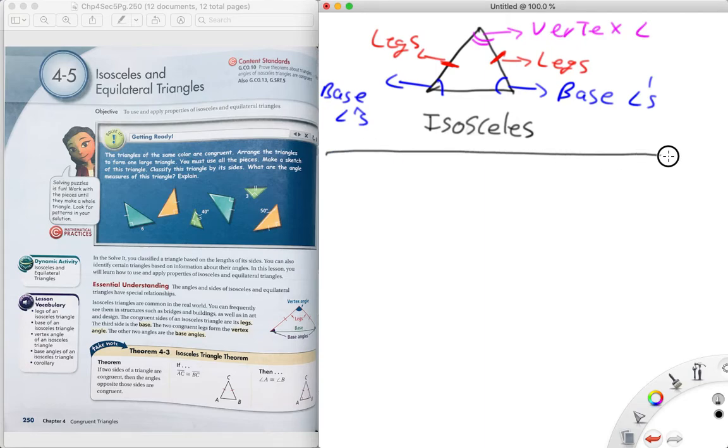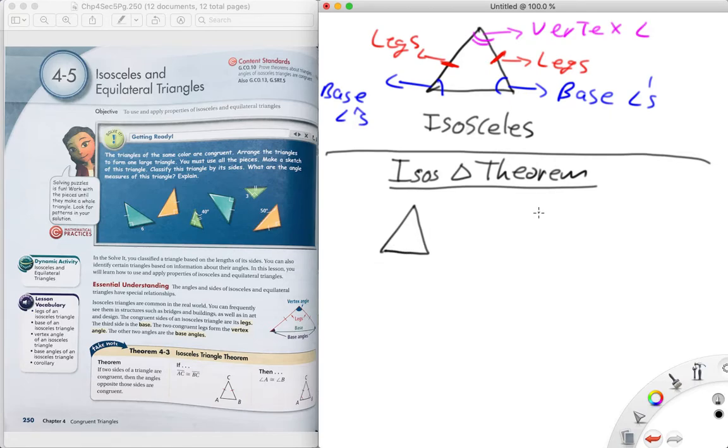The isosceles triangle theorem, sometimes known as the base angles theorem. What it says is that if I have a triangle A, B, and C, and I know that two sides, the legs, are congruent, then I can say that the angles opposite them are congruent.